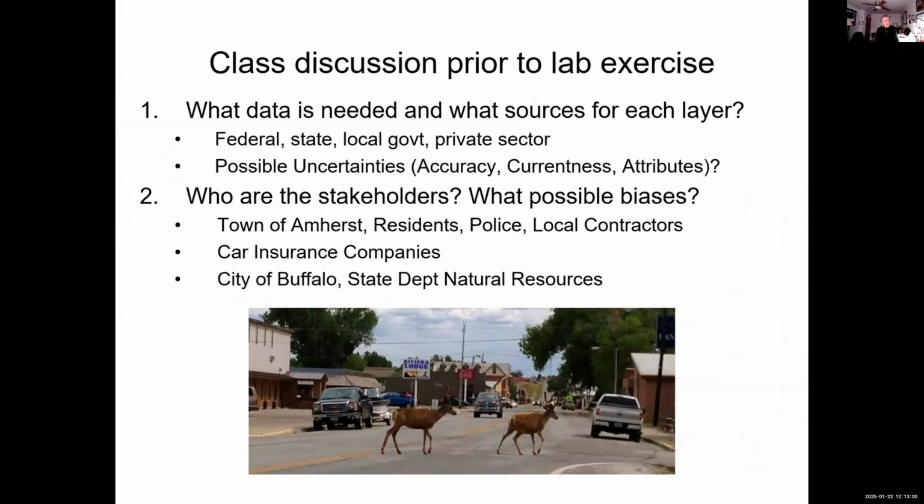So we started by talking about federal, state, local, and so forth sources for each data layer and their possible biases and the possible uncertainties in the data. Class discussion, a little bit of lecturing. We talked about who the stakeholders were and what kind of opinions they might bring to the table.